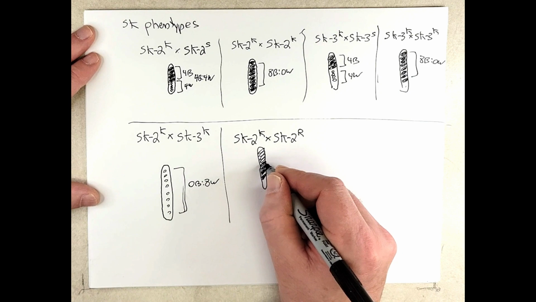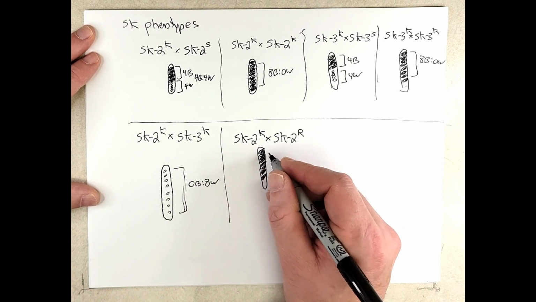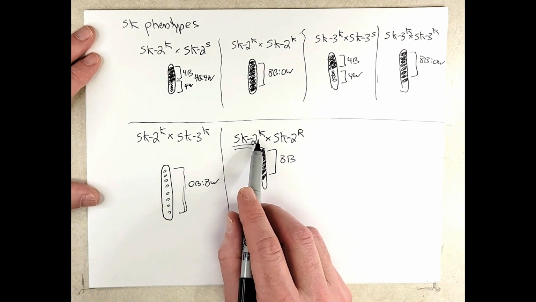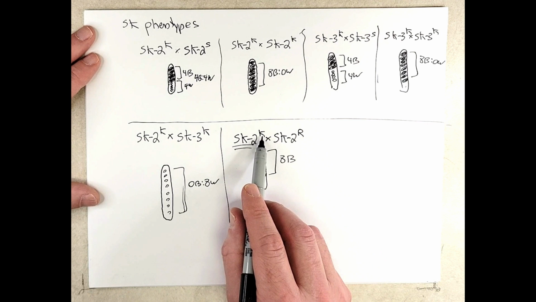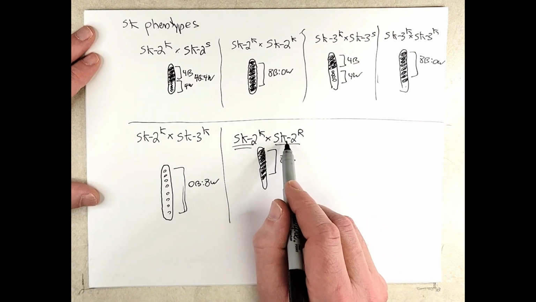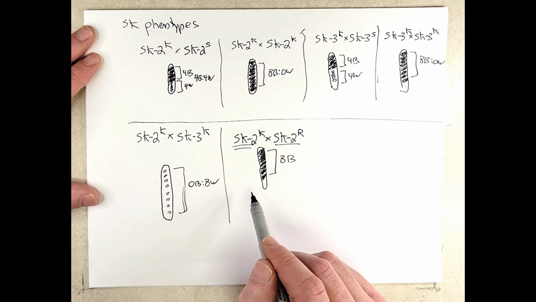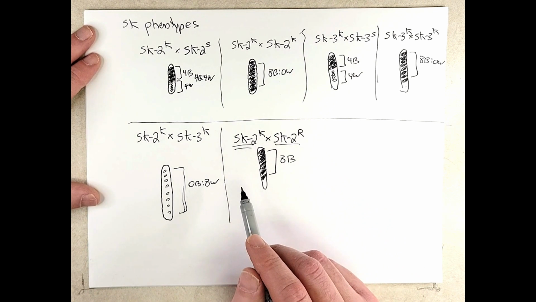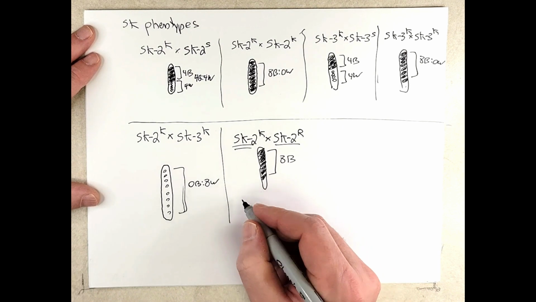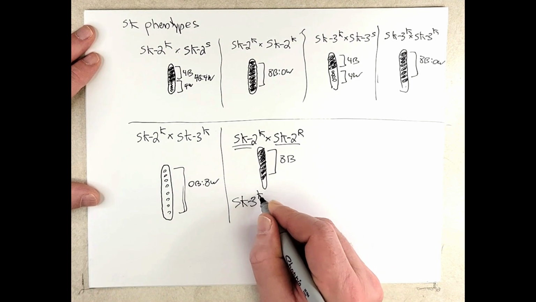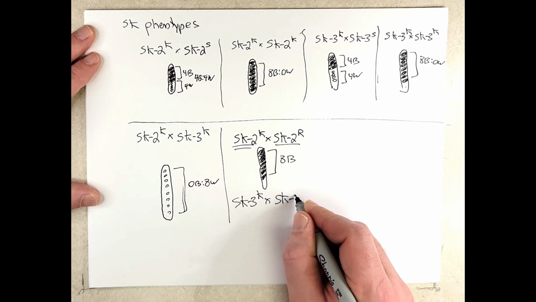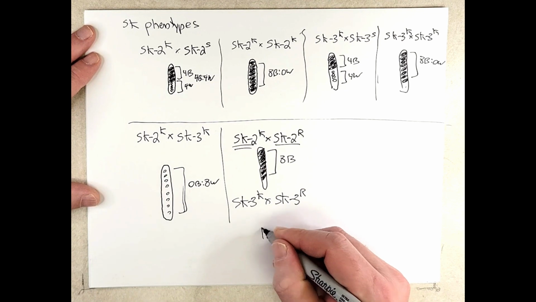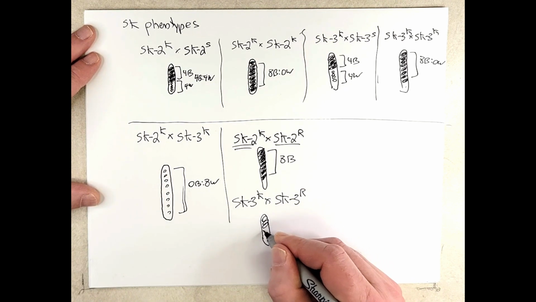I'll color these in for completeness. So 8 black, and half of the offspring are going to have this SK2K genotype. They're going to be spore killers, and half are going to have this genotype, SK2R, the resistant genotype. So they won't be spore killers, but they will be resistant to SK2K based spore killing. Same thing goes for SK3K strains. When they are crossed to a strain with the SK3R genotype, everything survives. 8 black ascospores.